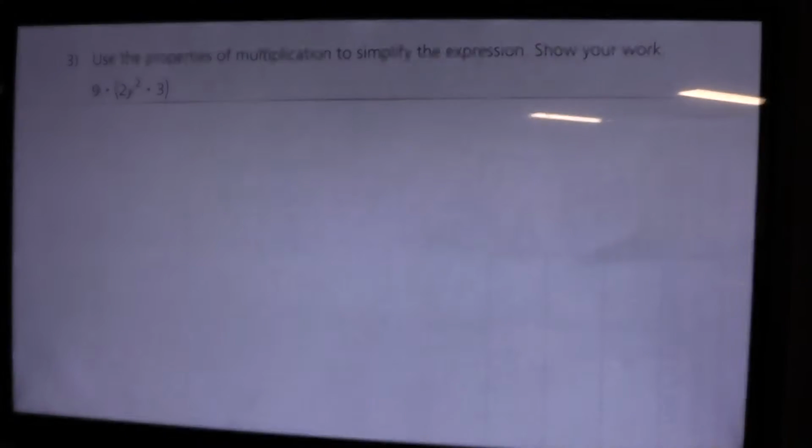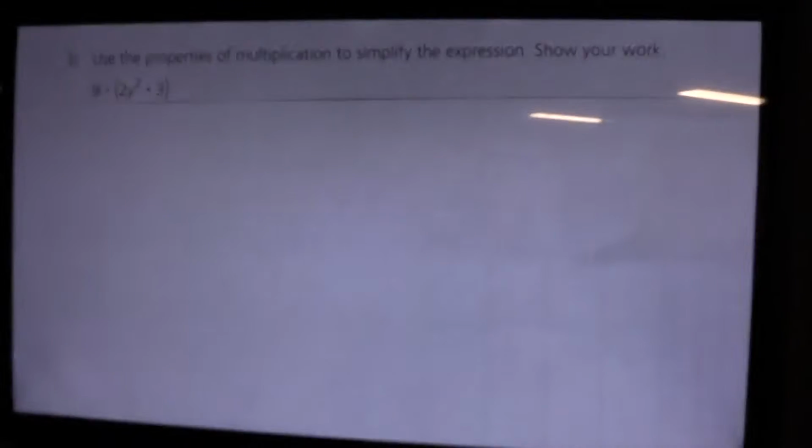Okay, so here is the problem. We have 9 times parentheses 2y squared times 3. Now right off the bat, I'm going to announce this to my students. Ordinarily, we would worry about the order of operations if we had mixed operations. Since this is all multiplication, because of the associative property of multiplication, we can group these however we wish.